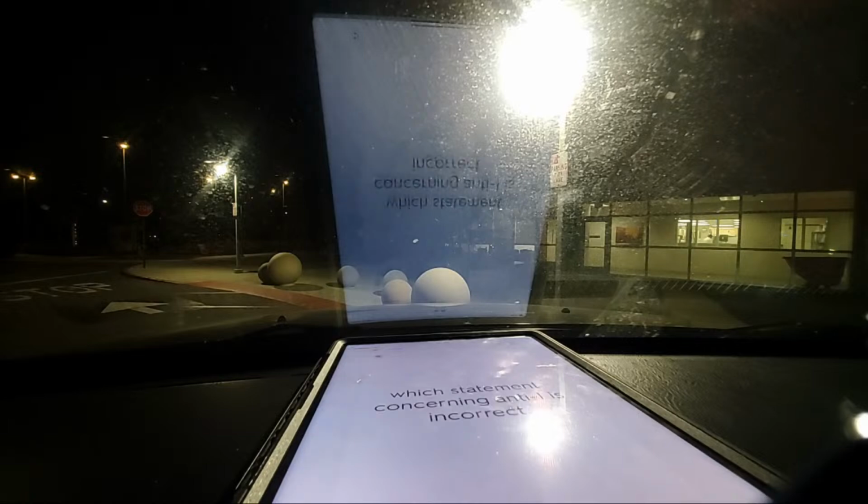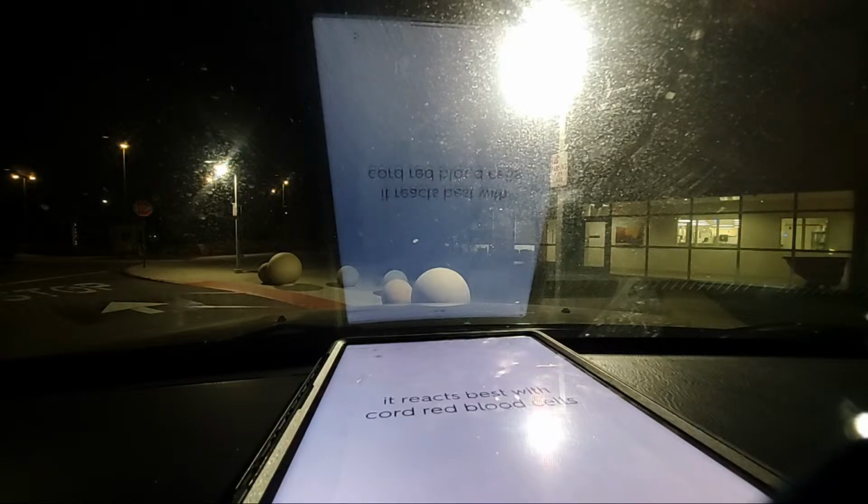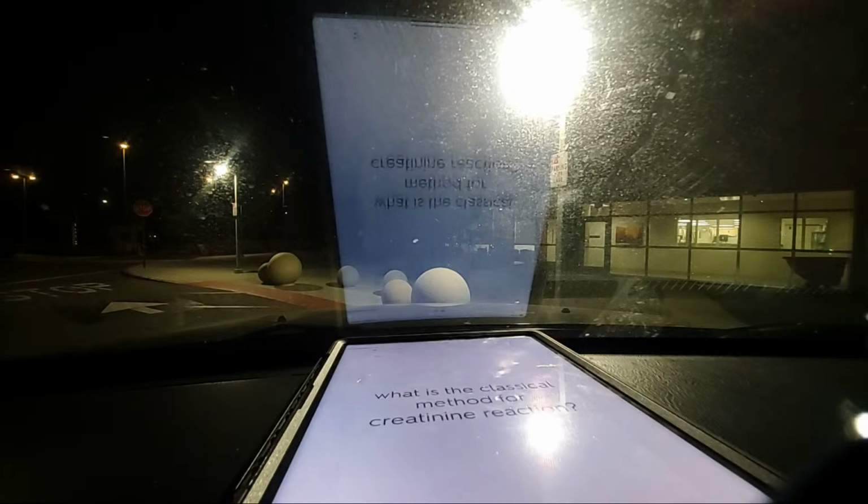Which statement concerning anti-I is incorrect? It reacts best with cord red blood cells. What is the classical method for creatinine reaction? Jaffe. What is the normal range for pH of blood?